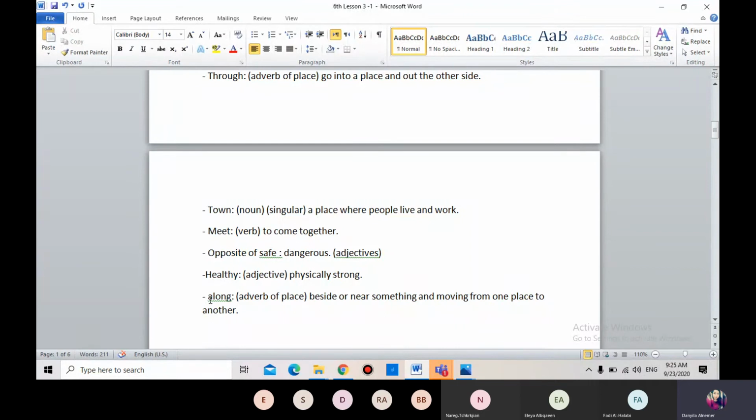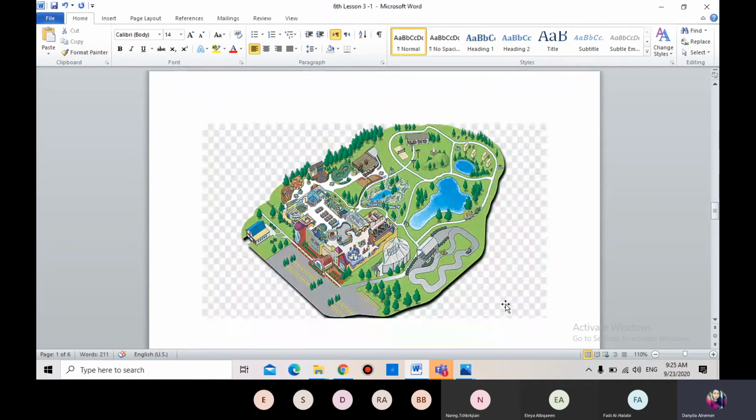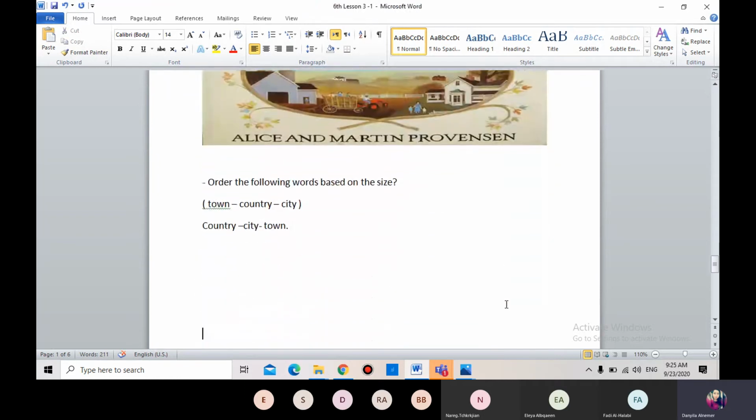Along, it's an adverb of place. We took it earlier in lesson 1. Beside or near something and moving from one place to another. While I am moving from one place to another, I go along it. I don't go inside it, I just go beside it, near something. Okay, guys?